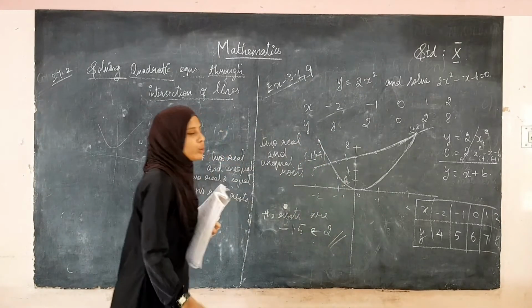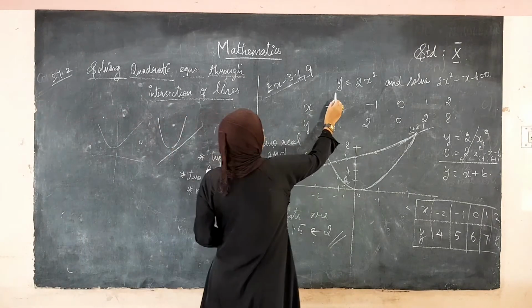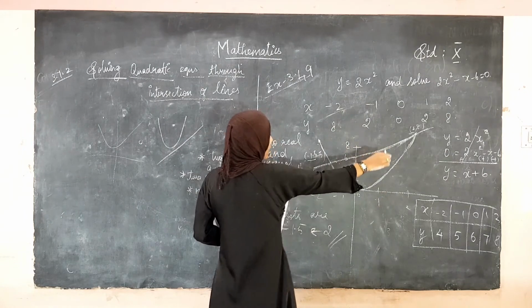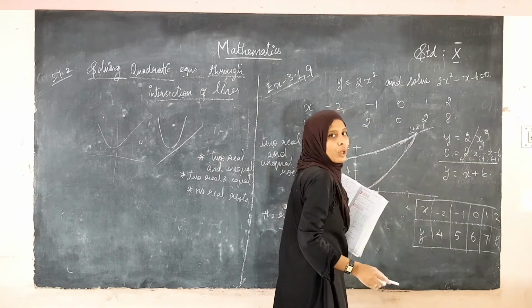This is how you have to solve this question. Okay, what we have done? First you have to draw the graph of the given equation. After drawing the graph, you have to solve these 2 equations. You will arrive at an equation of a straight line.